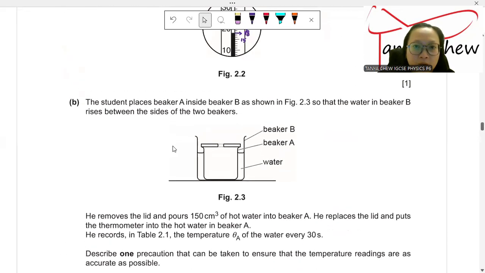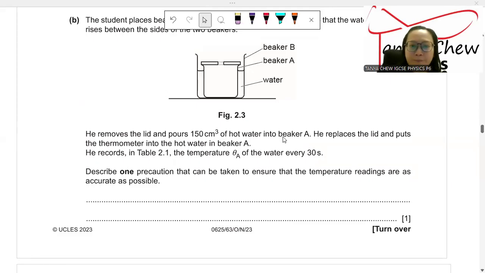And B, the student places beaker A inside beaker B. So beaker B is filled with water, and then beaker A is just placed inside beaker B as shown in Fig 2.3. So that water in beaker B rises between the sides of the two beakers. He removes the lid and pours 100 cm cube of hot water into beaker A. He replaces the lid and puts the thermometer into the hot water in beaker A. He records in table 2.1 the temperature, theta A, of the water every 30 seconds.